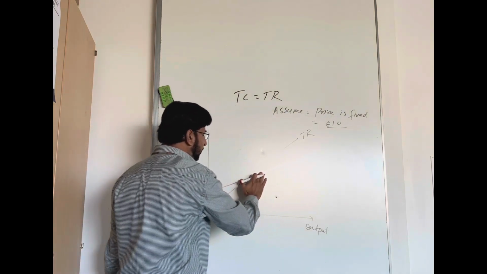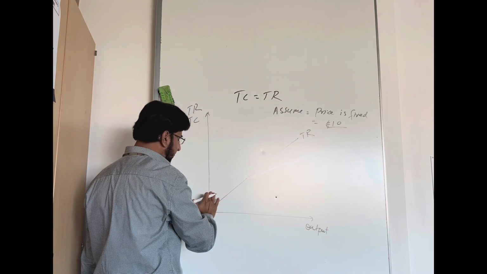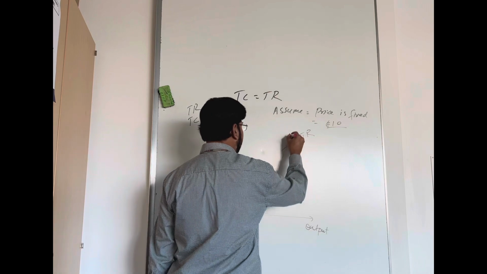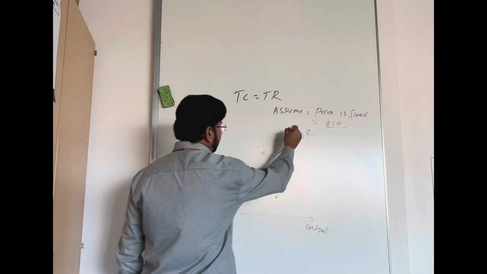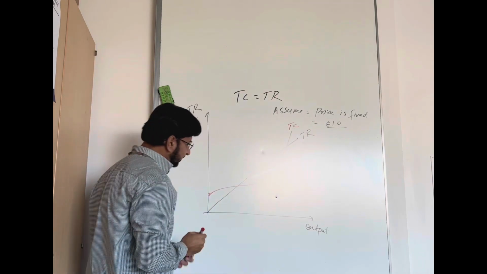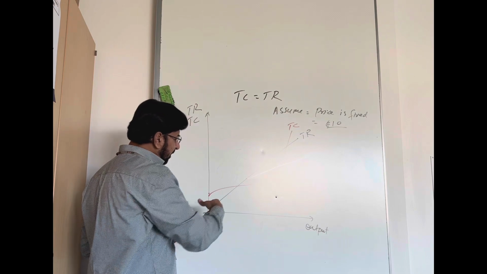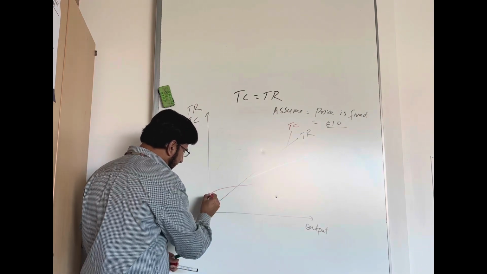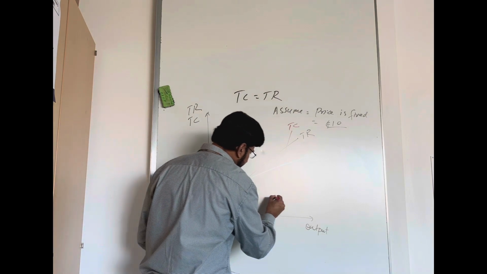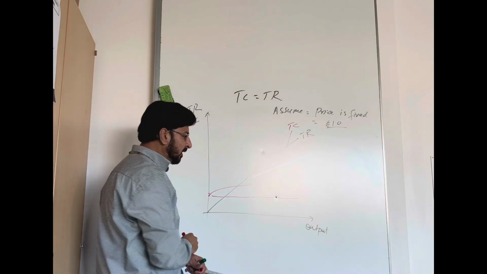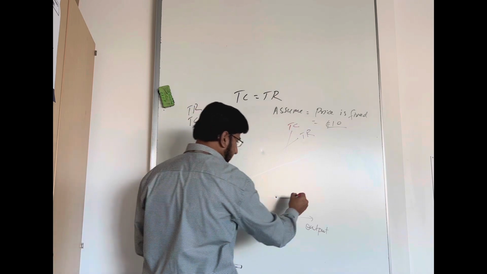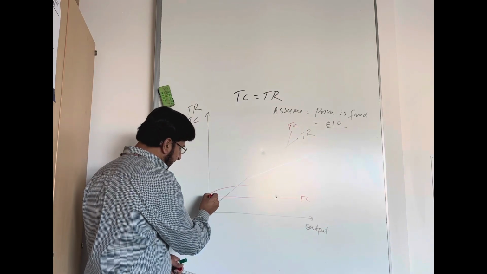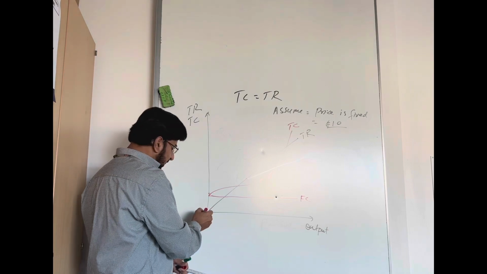A more realistic shape of the cost is like a curve, like this shape. So this is your TC. Why does it start exactly from this point? Because in the short run there is something called fixed cost. So this is your fixed cost. That's why in the short run it does not start from zero.